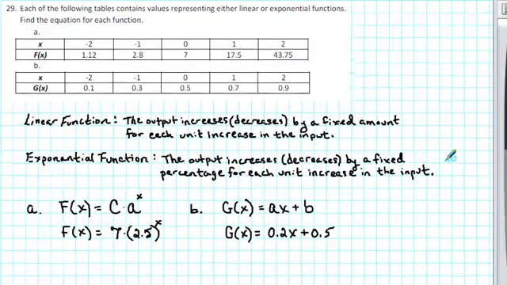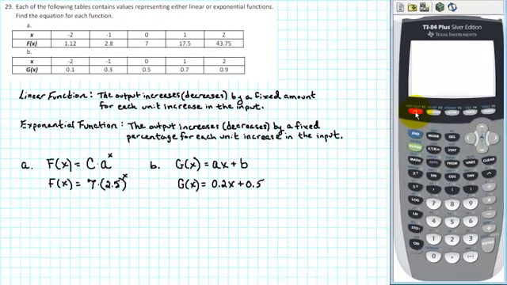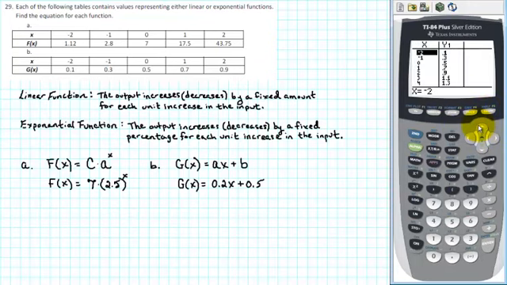And again, double check and make sure that this actually works. Let's go back to y equals. We'll clear out our first function and enter 0.2x plus 0.5 and then create a table of values. And notice that the outputs correspond. When x is -2, the output is 0.1, and then we get 0.3, 0.5, 0.7, and 0.9, just like the given table. So our function is correct.